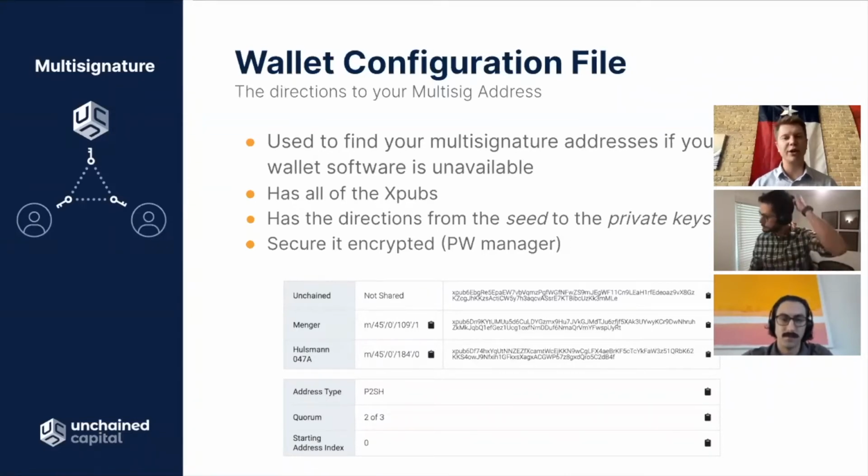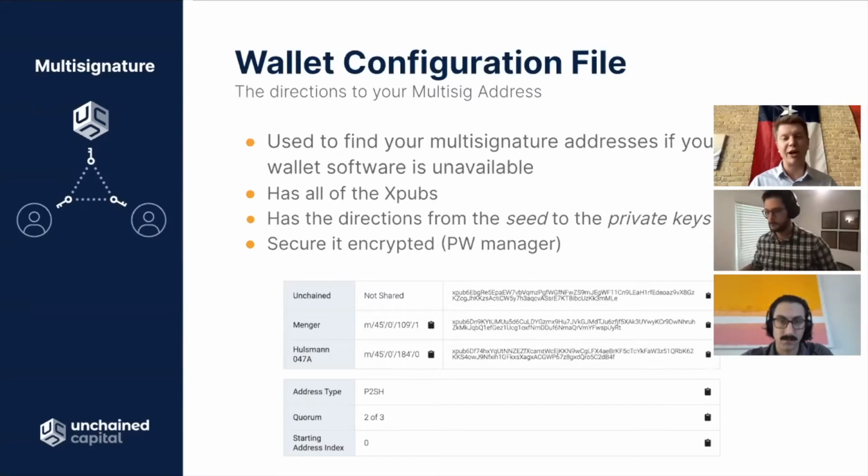Your wallet configuration file could be used to rebuild and reconstruct your multi-sig wallet if your wallet software is unavailable. So from an Unchained perspective, my colleague Justine calls this the doomsday scenario, right? If Unchained is unavailable, our website's down, what you'd be able to do with your wallet configuration file is use another wallet coordinator software like Caravan, which we'll touch on in this webinar, Sparrow or Electrum, to rebuild your multi-signature wallet and have access to your Bitcoin.